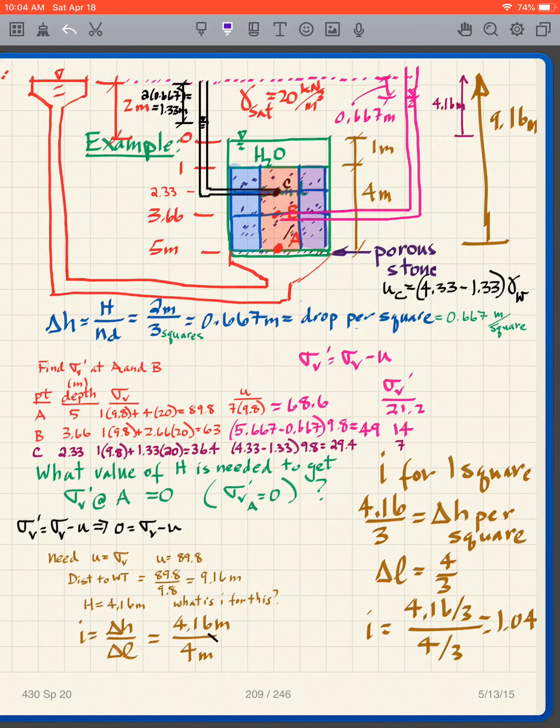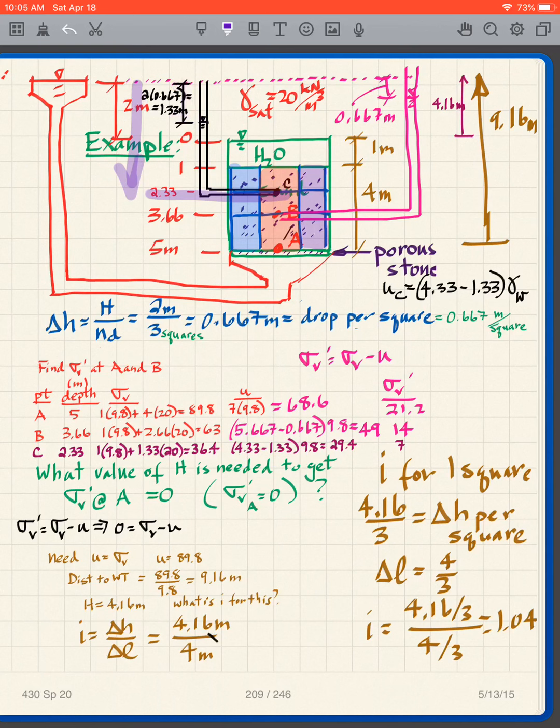Similarly, let's do point C, because that's the next harder one. For point C, I've gone through 1 square, 2 squares. So my drop will be 2 times 0.667, 1.33 meters. That's going to be the drop. So for point C, using the geometry, this total distance is 4.33, and then I'm dropping 1.33. So this distance here is going to be 4.33 minus 1.33 times 9.8, 29.4.